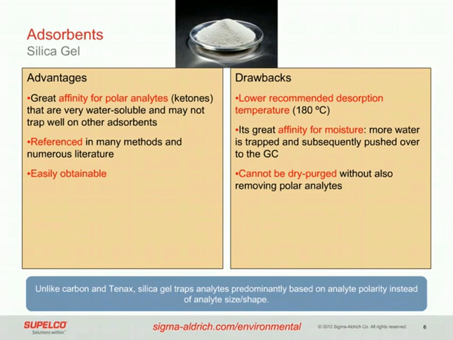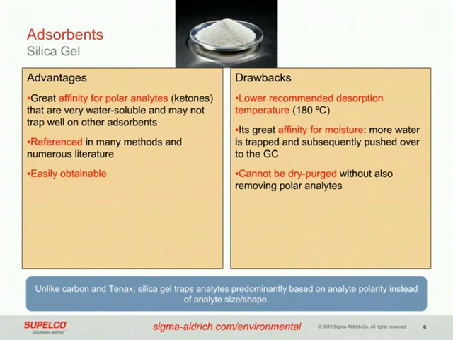Two main drawbacks with silica gel: it has a lower desorption temperature, 180 degrees Celsius. So using a trap that has silica gel in it, you must desorb at a lower temperature. You will have a little more band broadening, and also during the bake step, you will not be able to bake the trap nearly as high.